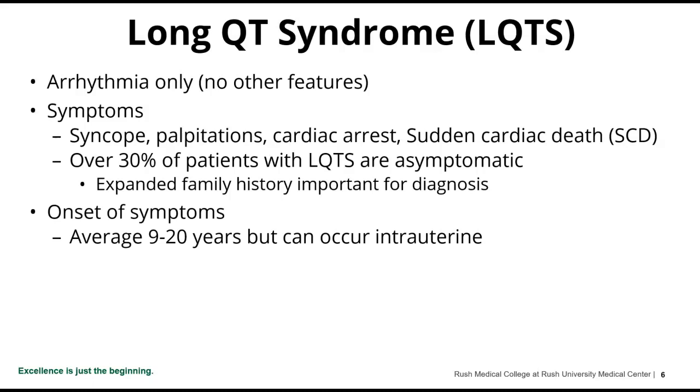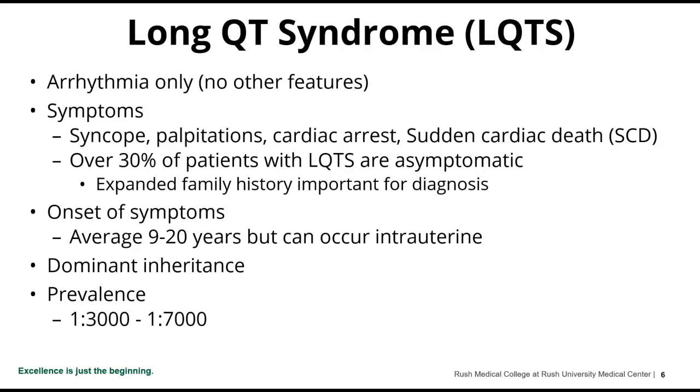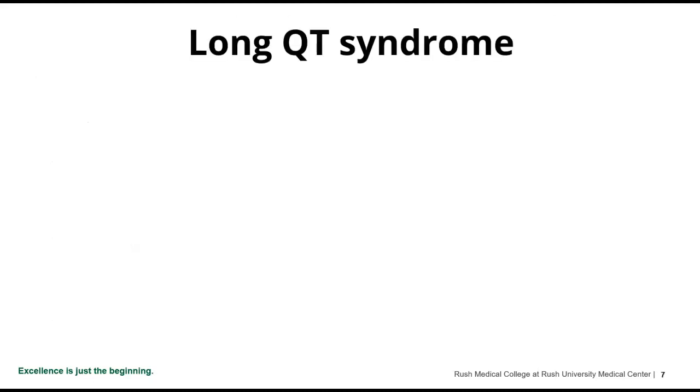Onset of symptoms range from 9 to 20, but can occur from intrauterine to the 70s or 80s. It's inherited in dominant fashion. That means you only need one copy of this gene that's not working to have the symptoms. And it's about 1 in 3,000 to 1 in 7,000 individuals.